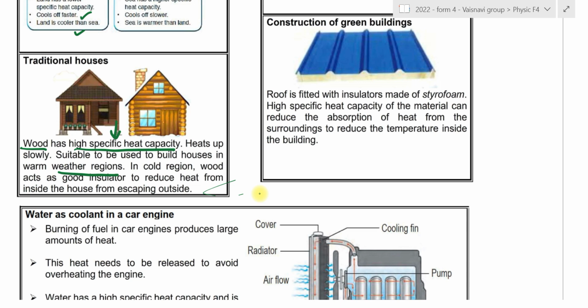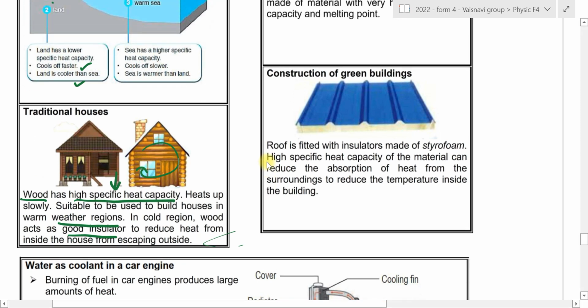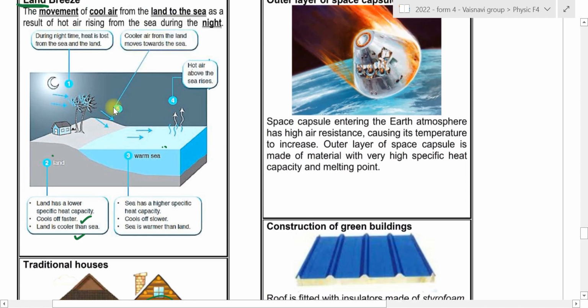In cold region pula, wood act as a good insulator. Kenapa? It take a longer time to cool off. So it will keep the warm inside the house. So act as a good insulator of heat lah. Okay? Right. Can understand the traditional house? Can, sir. Okay. Next.